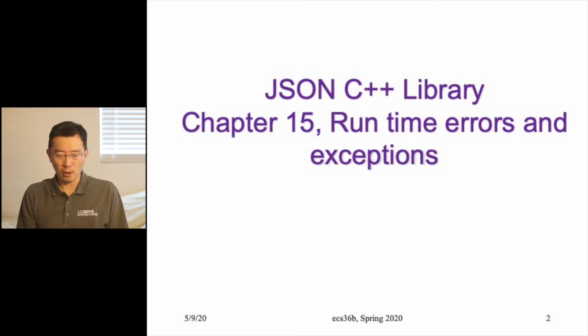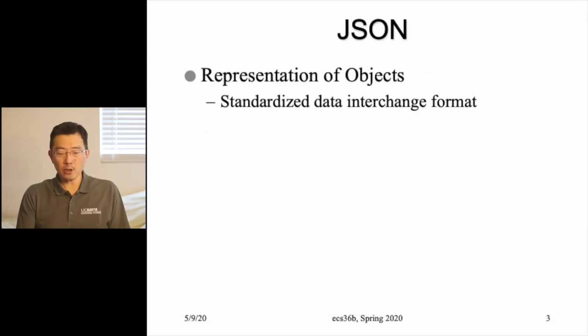We're going to start looking at the JSON C++ library, and we'll also look at chapter 15, runtime errors and exceptions as well. I assume you already read or viewed the short tutorial. I posted a few links on Facebook, the class group, that you can take a look at, which give you a good introduction. It's about 10 or 15 minutes. Please take a look at this if you haven't done so.